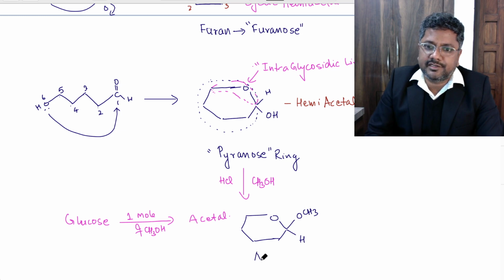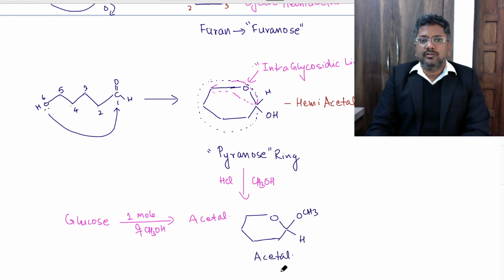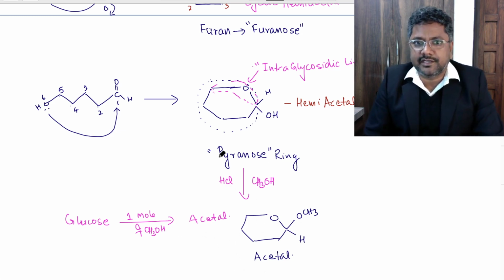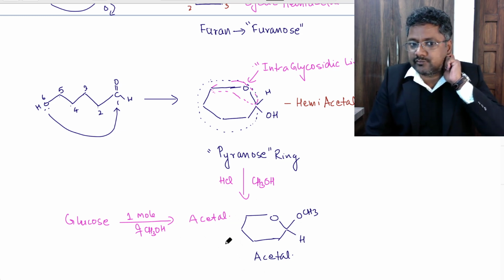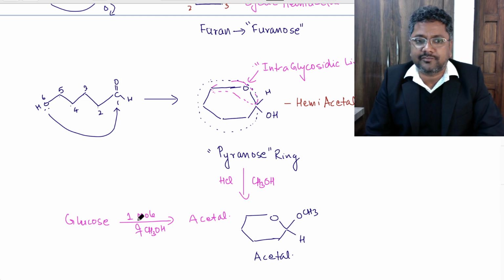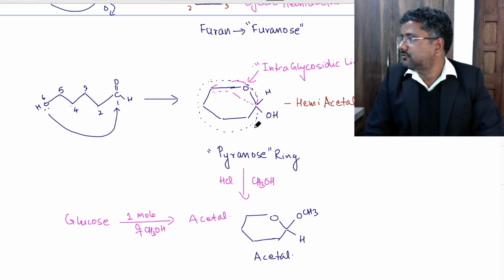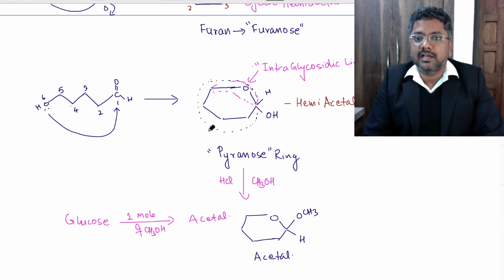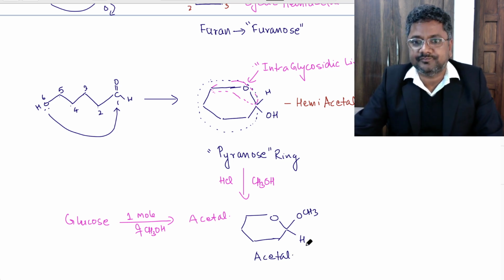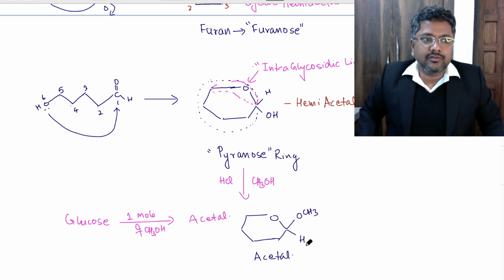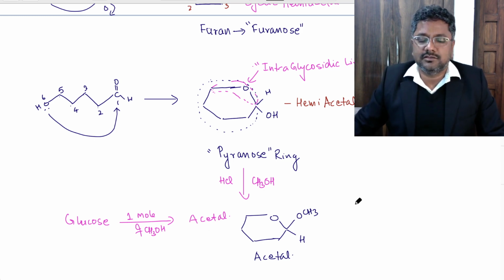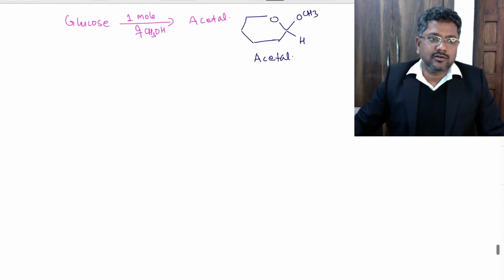This is the acetal, right? So how is this converted? First, glucose is converted into the hemiacetal form, and after that this will convert into the acetal form, right? Clear to everybody? Okay, good. So now I have some questions for you.